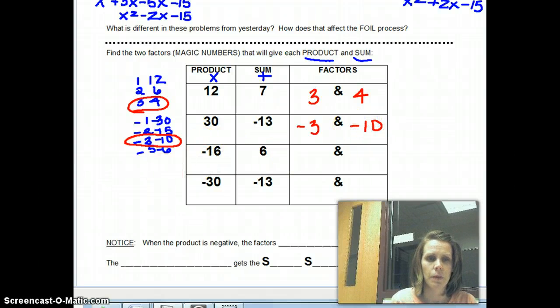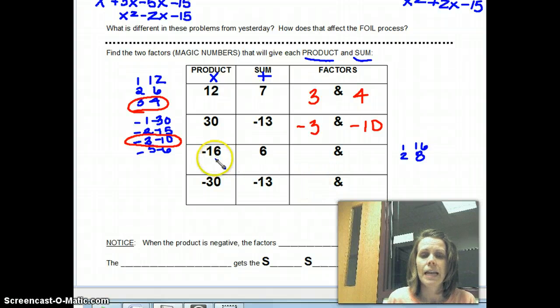Okay, let's look at this one. I'm going to do it on the other side because I ran out of room here. So I want it to multiply to be a -16. So in order to multiply to be -16, let's list my factors. I know that one of the numbers has to be negative, but let's just list our factors first. So 1 times 16, 2 times 8, and that's it, okay?